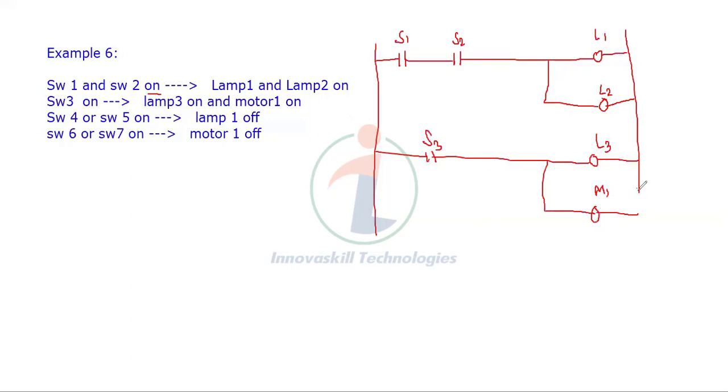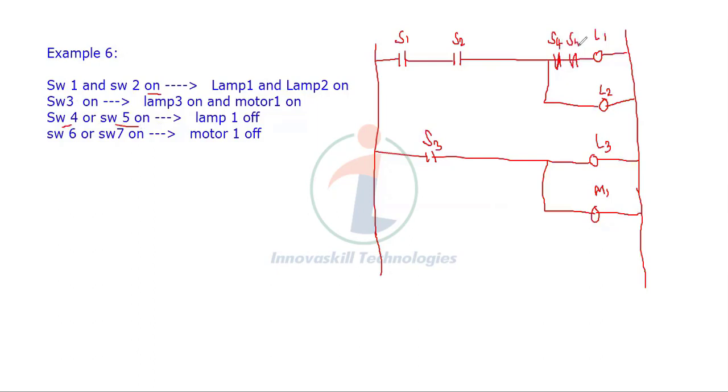The next condition is: if switch 4 or switch 5 is on, lamp 1 should be off. If any one of the switches is on, lamp 1 should be off. Normally, if only one is given, if switch 4 is on, lamp 1 should be off, we would use switch 4 directly like this. Now two are given, and any one I can activate and it should be off. So switch 4 and switch 5 should be connected in series like this.